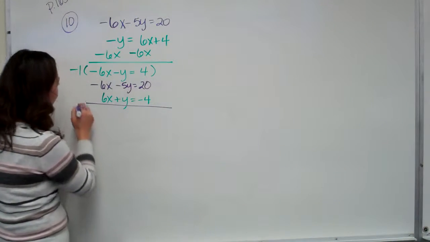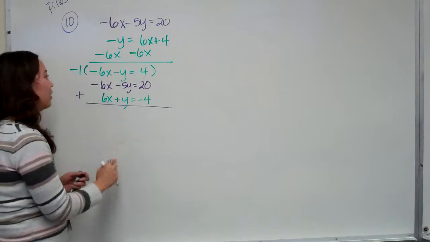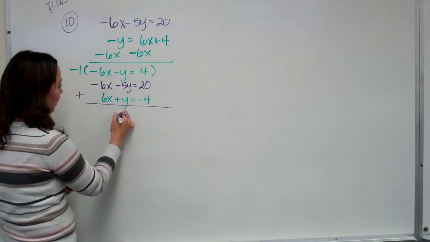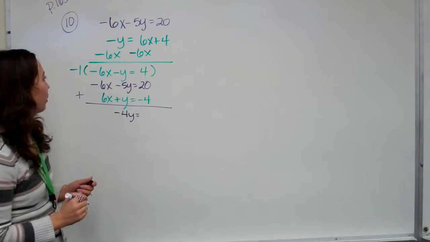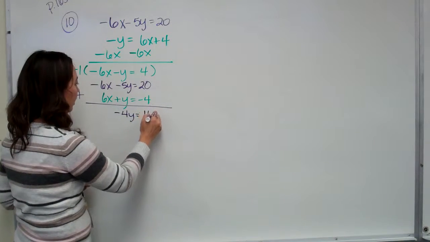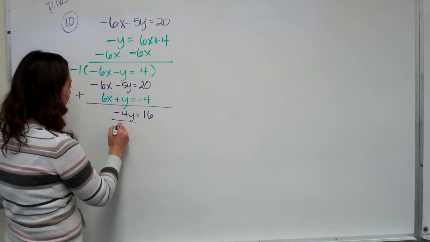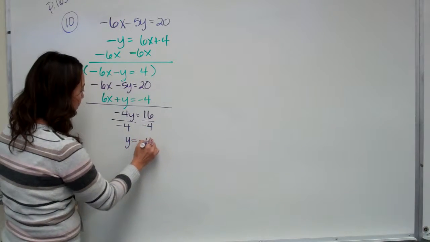So when I add these together, I have negative 6x and positive 6x, which will cancel. I have negative 5y and a positive 1y, which is going to equal negative 4y. And I have 20 minus 4, which will equal 16. And now I'm just going to get y by itself to figure out what y is. Divide by negative 4, and get y equals negative 4.